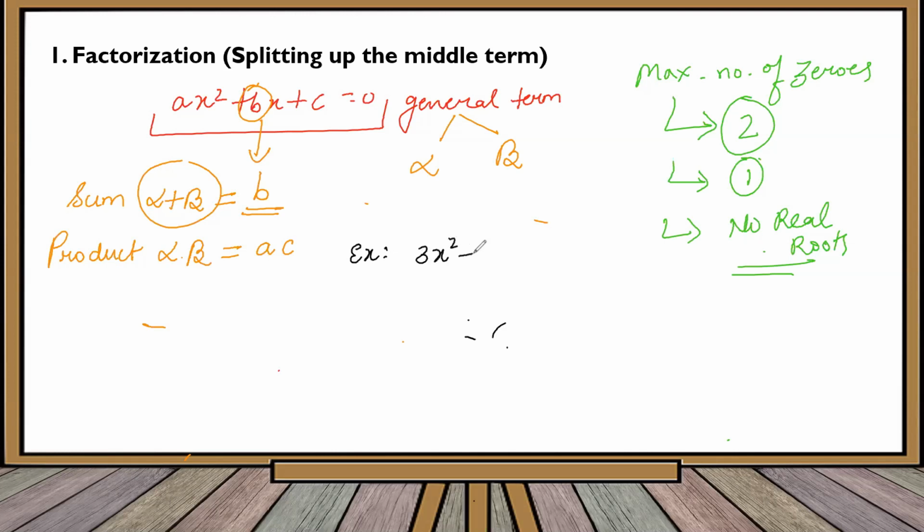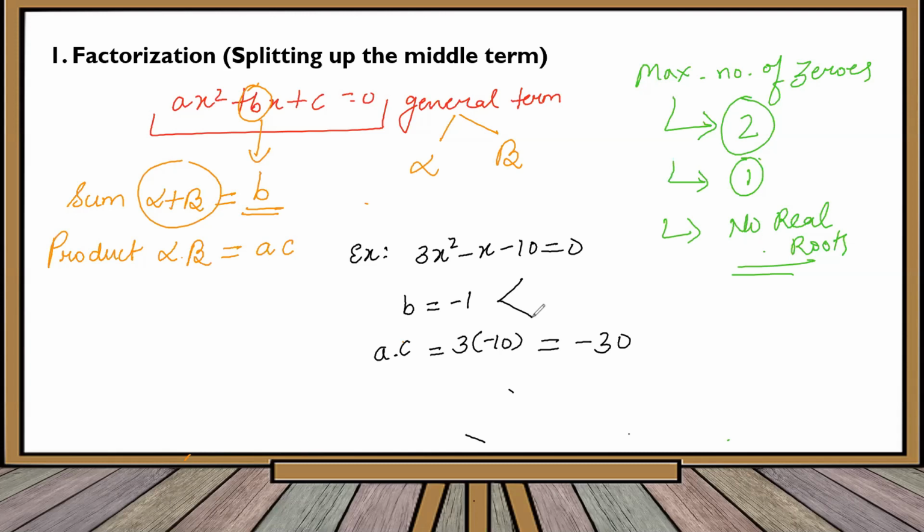3x squared minus x minus 10 equal to 0. We need to solve this by the method of factorization. So now tell me, what will be b over here? So b is basically minus 1. A into c is 3 into minus 10, right? So this is minus 30. We need to split b into two terms wherein the sum of the two terms will be minus 1.